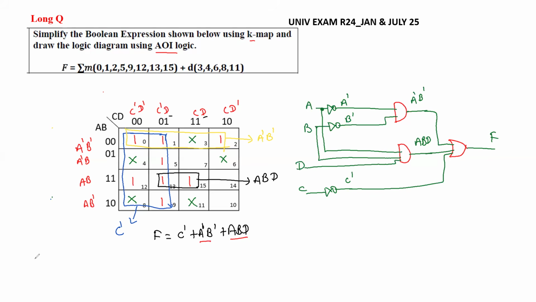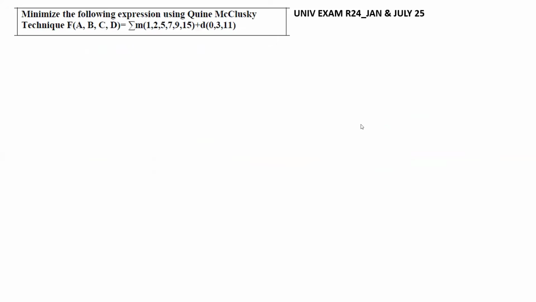So in the K-map, one question is compulsory that is going to come. Now, apart from the K-map, here what do we have?